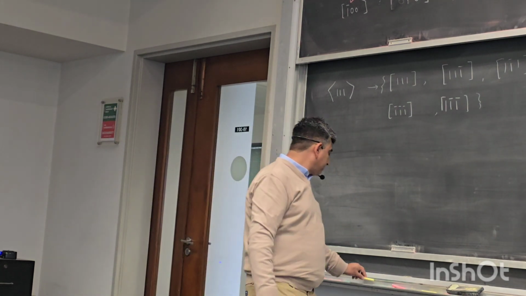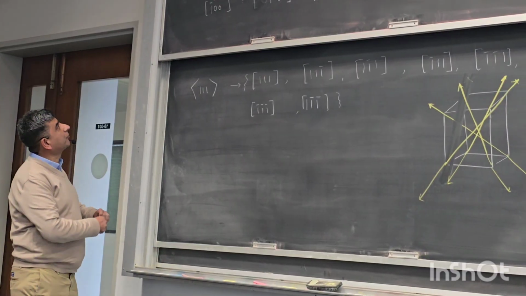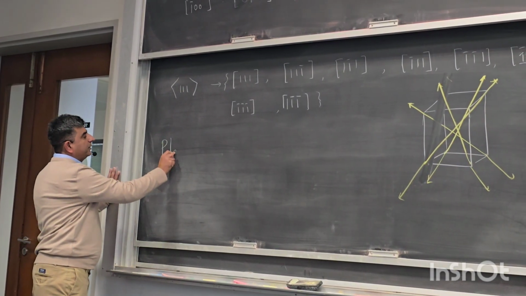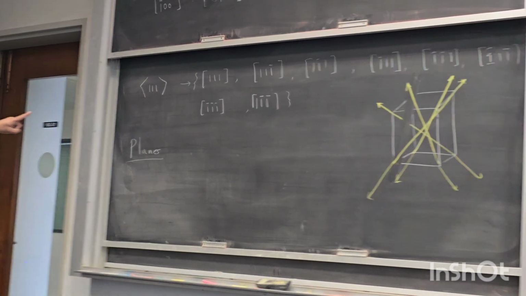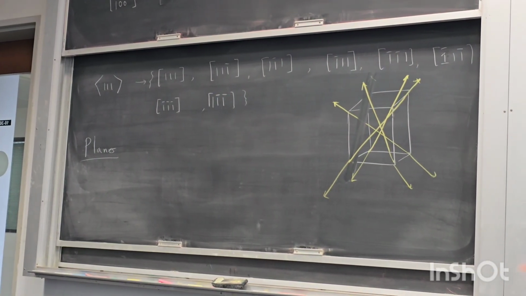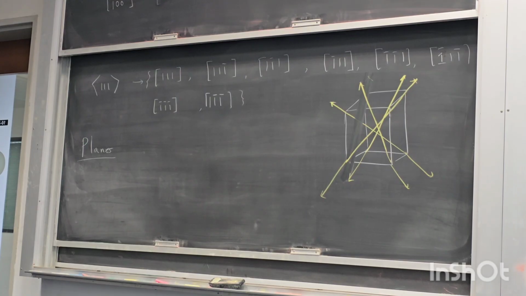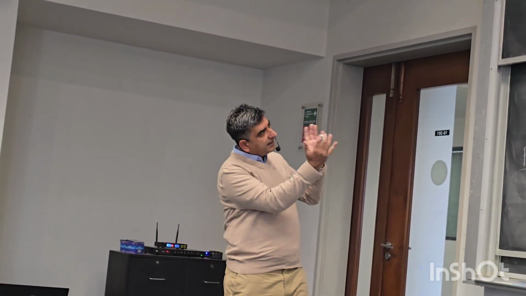Okay, so now let's talk about planes. So far so good. So we've talked about directions and now planes. Now these indices for directions, these are also called Miller indices. For planes we also have designators. They are also called Miller indices. So planes and directions are described by very similar notation. Directions are enclosed within square brackets and families of directions within these angular brackets. Planes are enclosed within parentheses and families of planes within curly brackets.